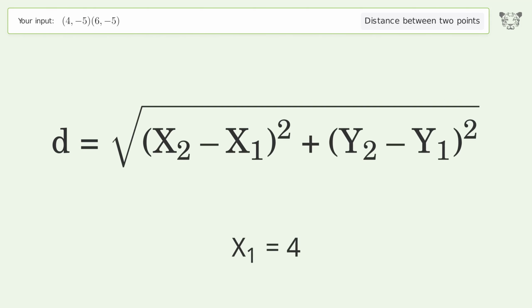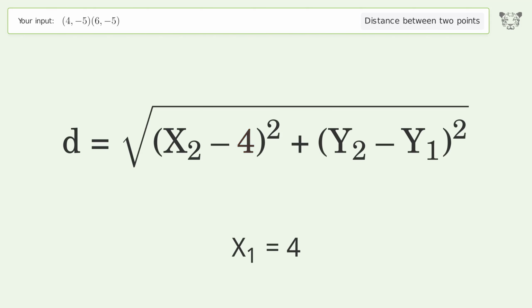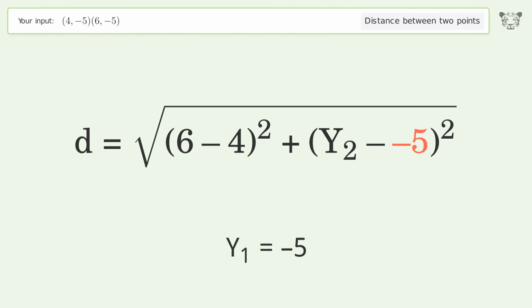x1 equals 4. x2 equals 6. y1 equals -5. y2 equals -5.